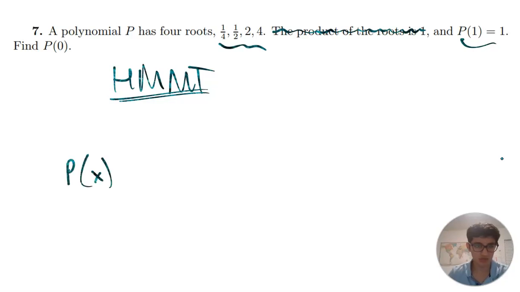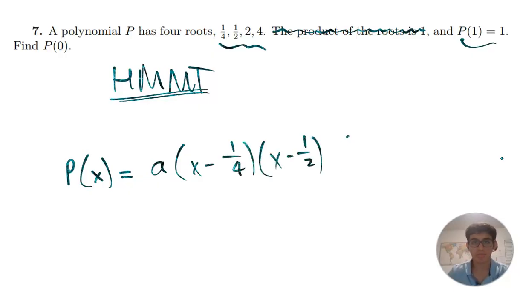We know that we can write p of x as, first of all, they didn't say x, but I'm just going to pick x. Okay, hopefully you don't mind. We're going to write it like this. We know that these are the roots, so it's going to be x minus 1/4, x minus 1/2, x minus 2, and x minus 4.